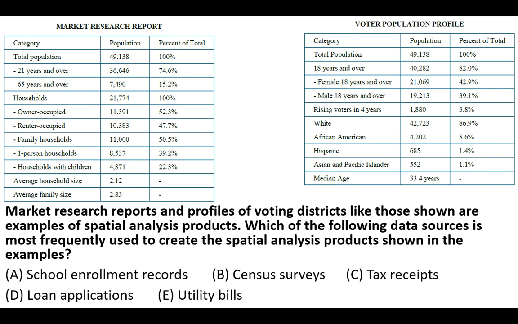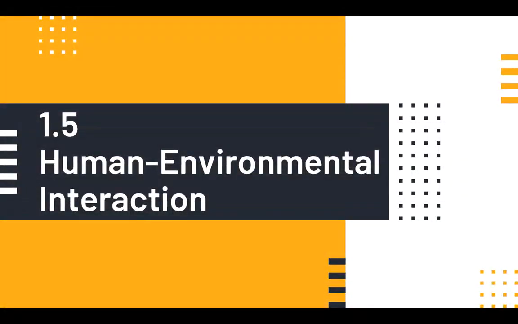All right. So this question may not have anything to do with what I just taught you, but go ahead and do it. The answer is census surveys. Okay, because remember, census tells you how old people are and where they live, and their income, and their race, and their religion. All right, moving right along.